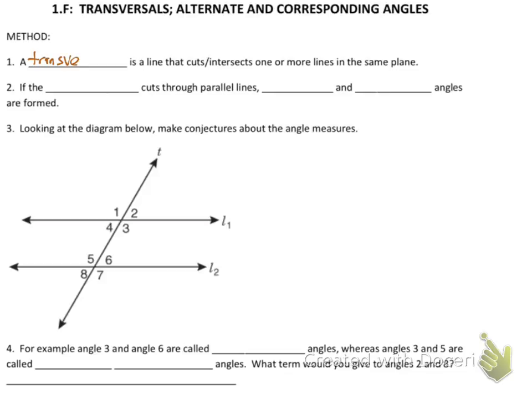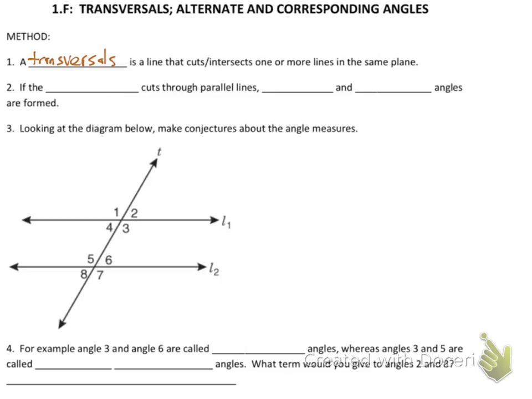So a transversal is anything that cuts another line in the same plane, or intersects. Okay. I think this is definitely highlighting the fact that if you had the handout, it would save you 10 times more time.